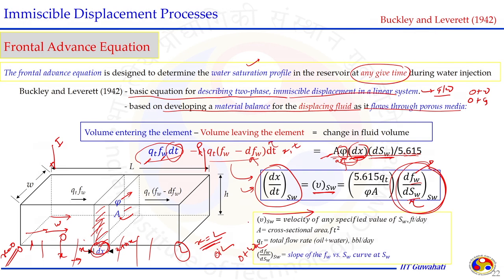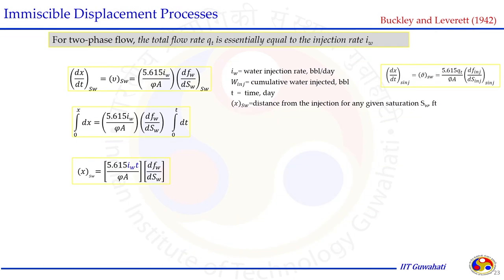So this is the velocity of the fluid, this is the cross-sectional area, QT is the total flow rate, and this is the slope of the FW versus SW curve at a particular SW. So let's see how we can further modify this equation. We are still saying this part is required. We can assume this is constant and take the integration of this equation under certain considerations.